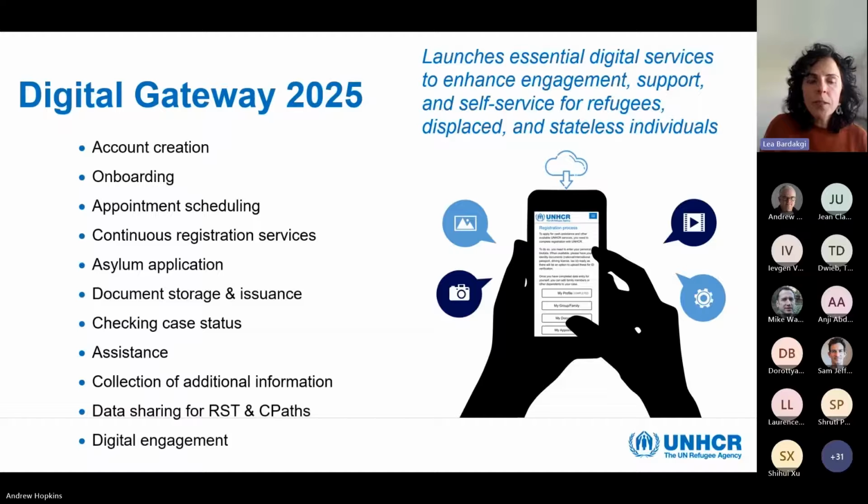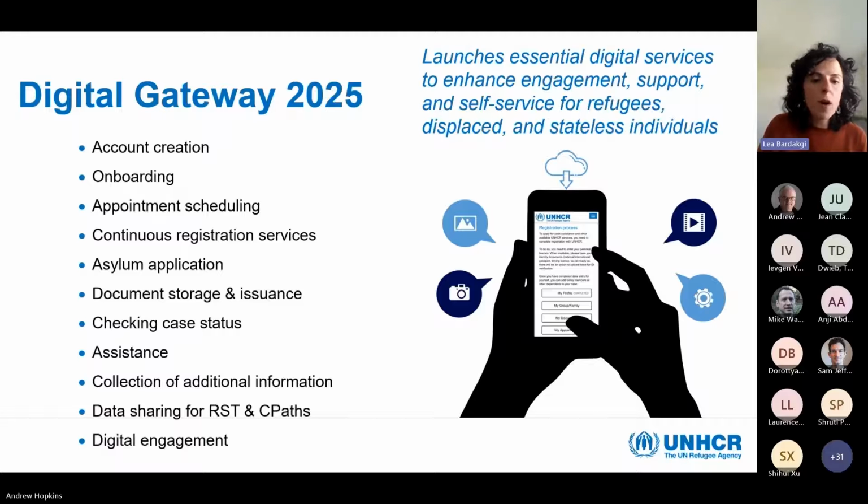So the self-onboarding component is only the start. Next year, a full range of services is slated to be deployed online, and that includes being able to process an asylum application, receive documents from UNHCR, so refugee documents, which are really important for a person's legal status in the country of asylum. They'll be able to check the case status of where their case stands, whether it is in refugee status determination procedures or resettlement. They'll be able to see the state of their cash assistance, whether it's ready for collection and so on.